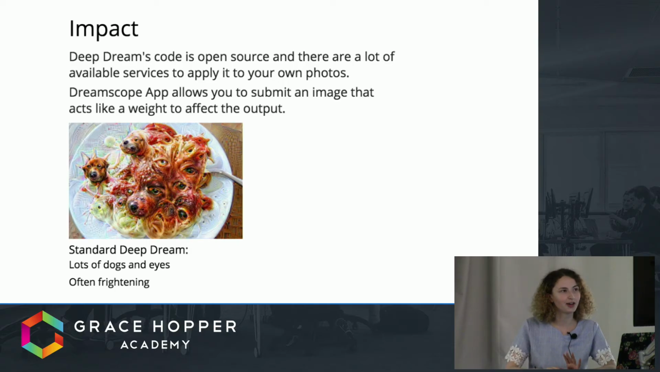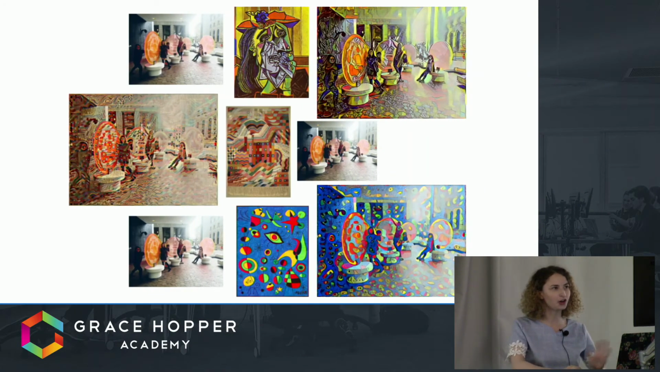The Dreamscope app is my favorite one of these. Instead of getting a terrifying picture of spaghetti, which is sort of your standard Deep Dream output, you can take a picture of your cohort members and give it the style you'd like it to look like. Here we have us, and I gave it a Picasso painting, and now we are in the style of Picasso. In the middle we have a Bauhaus textile, and at the bottom we have a Miro painting. It uses the Deep Dream software on a more basic level to create these fun images.